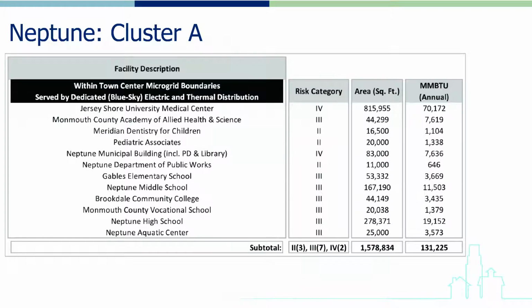Cluster A on the Neptune master spreadsheet lists 12 critical facilities, many of which are either FEMA Category 3 or 4, within a relatively distinct and tight geographical area. These facilities also include a solid anchor site, the Jersey Shore University Medical Center, and the entire cluster has been identified as the first priority cluster for the town.